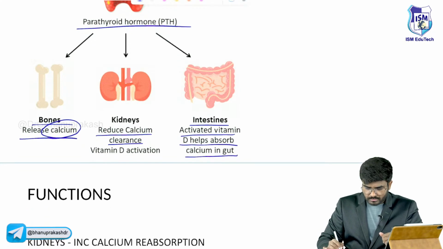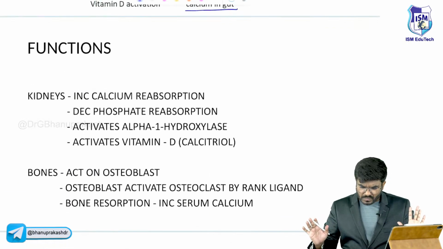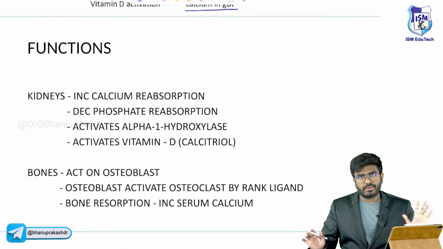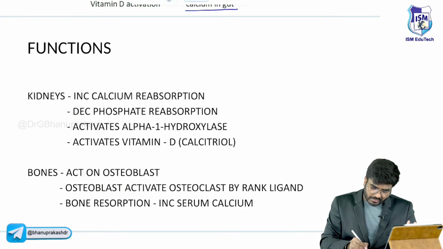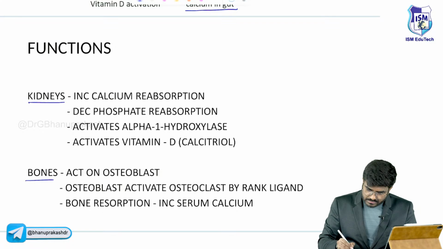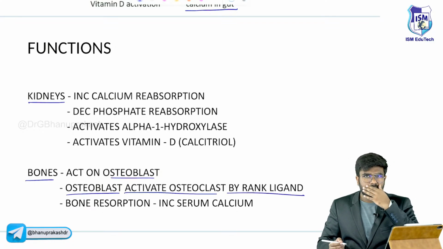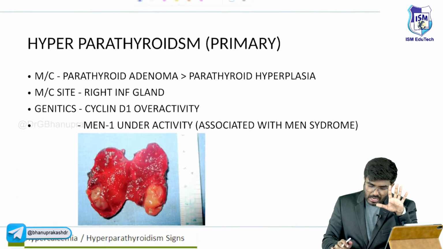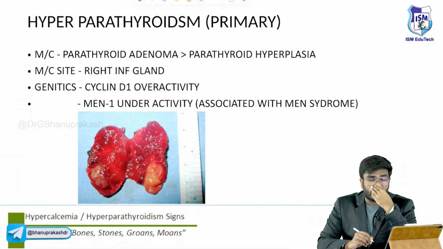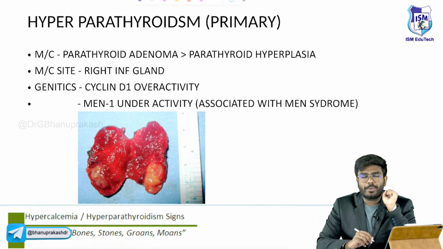You know it. So the functions are completed, sir. All the functions I have explained to you, regarding what happens in the kidneys, and what is happening in the bones, that is, the osteoblast activates the osteoclast by RANK ligand. Okay, you know it, right? So functions done. After the functions, now let me directly jump into the topic of the disorders.